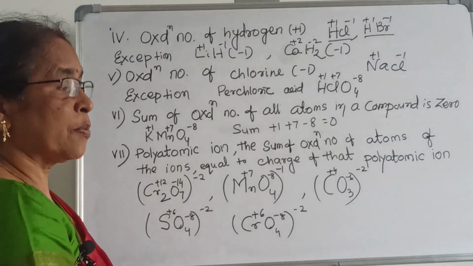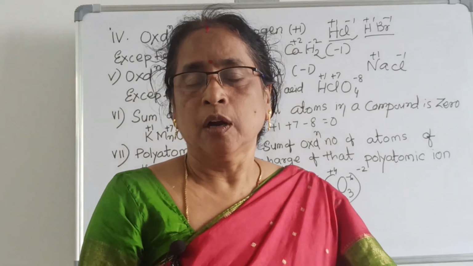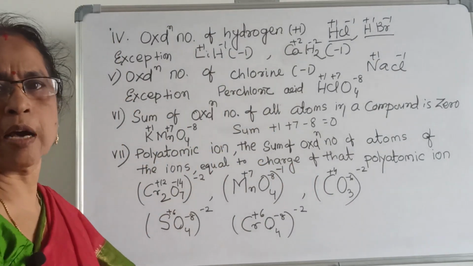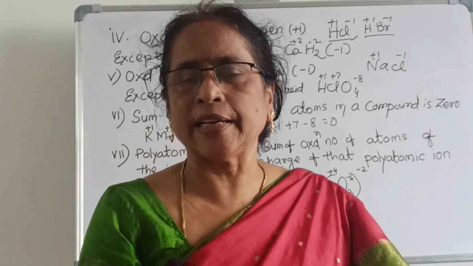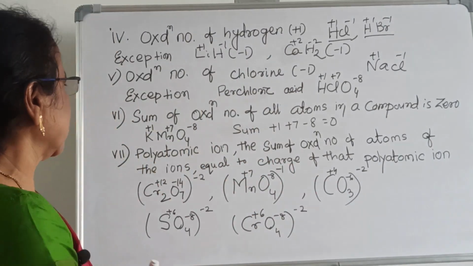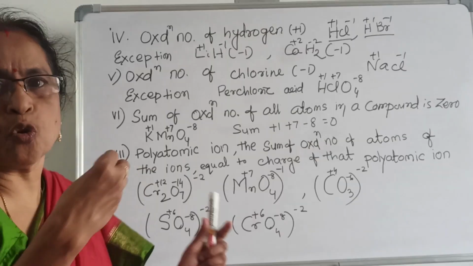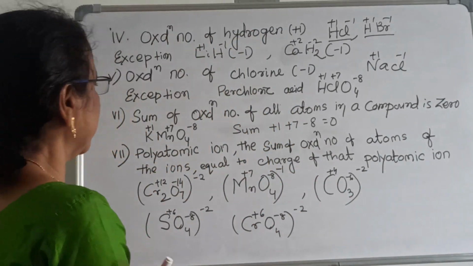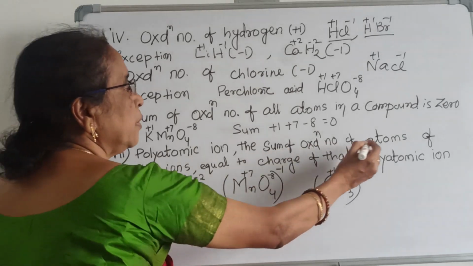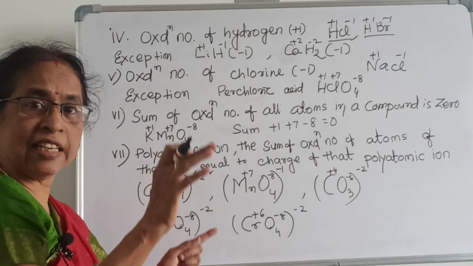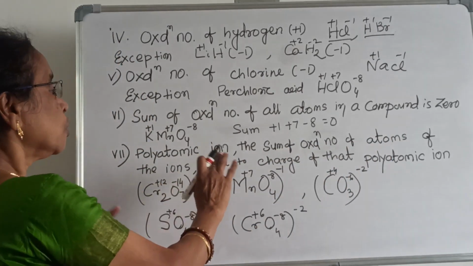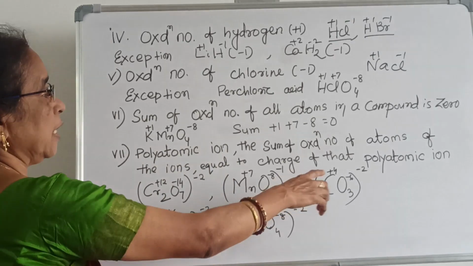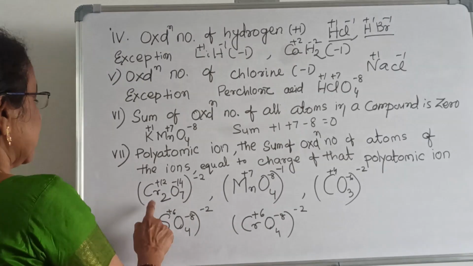Now, what happens with polyatomic ions? There are many polyatomic ions, such as manganate, carbonate, sulfate, nitrite. All of them are known as polyatomic ions, where many atoms are present in one ion. What happens? The sum of the oxidation numbers of the atoms in a polyatomic ion should equal the charge of the polyatomic ion. Let us see Cr2O7.